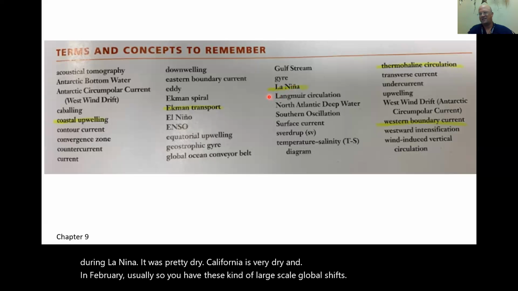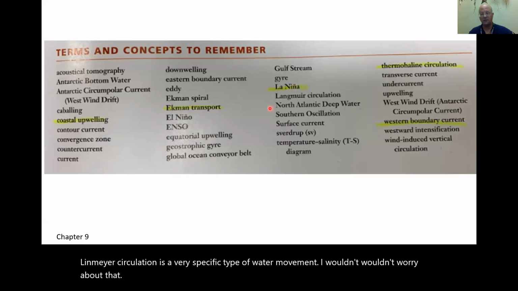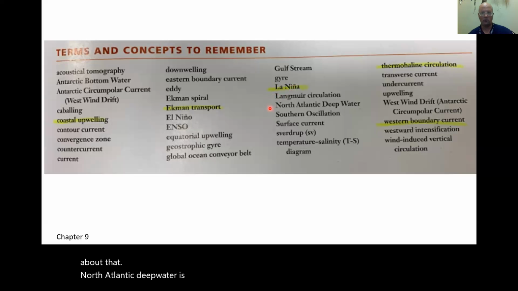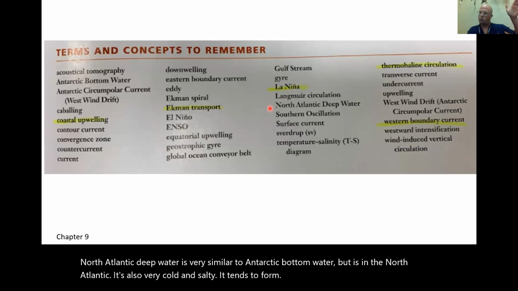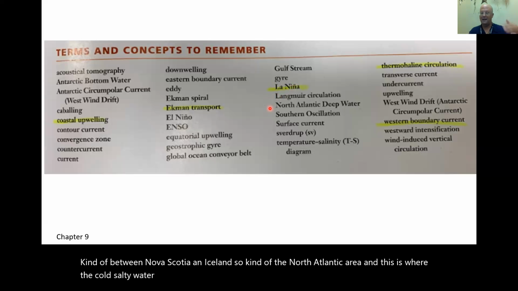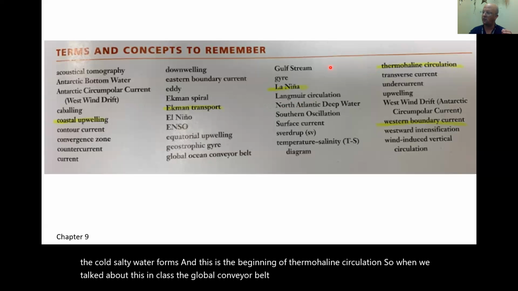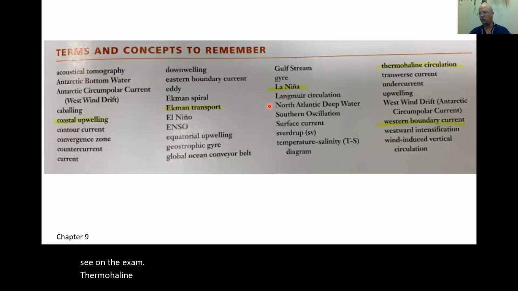Langmuir circulation, it's a very specific type of water movement. I wouldn't worry about that. North Atlantic deep water is very similar to Antarctic bottom water, but it's in the North Atlantic. It's also very cold and salty. It tends to form kind of between Nova Scotia and Iceland, so kind of the North Atlantic area. And this is where the cold, salty water forms. And this is the beginning of thermohaline circulation. So when we talk about this in class, the global conveyor belt, it starts, and this is an important thing you'll see on the exam, thermohaline circulation starts at the North Atlantic deep water.